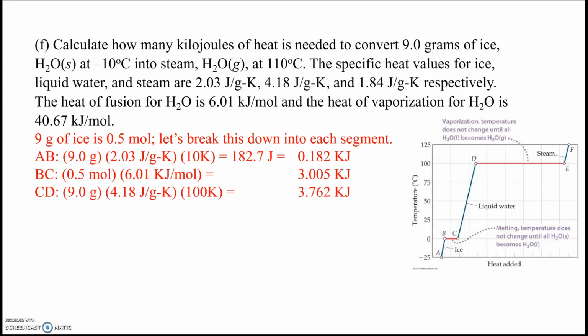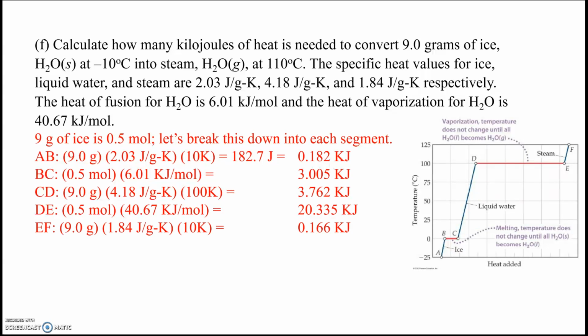All right, now I go to CD, where I heat up the liquid water. This is an MCAT equation that we're most familiar with. 9 grams times 4.01 joules per gram Kelvin times 100 kelvins. That gives me 3.762 kilojoules. Now I boil that liquid water in segment DE, so I have half a mole times 40.67 kilojoules per mole. So again, we see that this segment is the most energy intensive, 20.335 kilojoules.